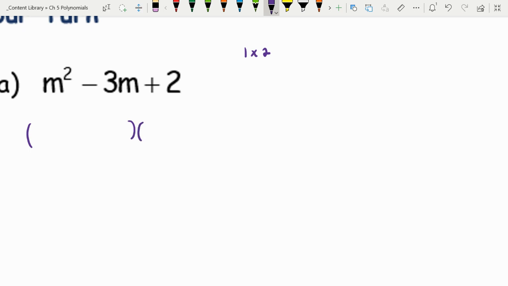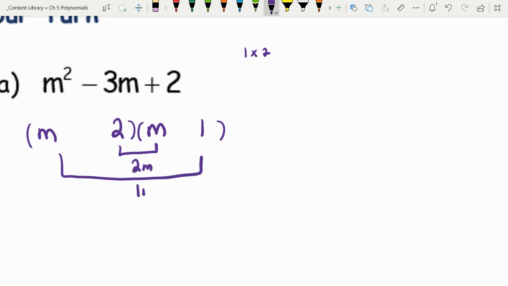So this one you should get on the first try because you only have one combination for both. Right, m times m and 2 times 1. Inside gives me a 2m. Outside gives me a 1m, which works nicely because I can get a 3. I do need to add them, but I need it to be negative. So to add them to keep it negative, they both need to be negative.